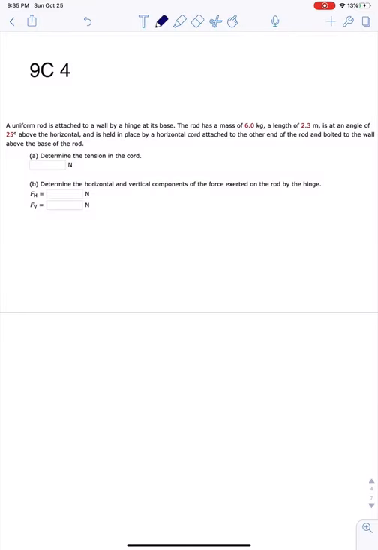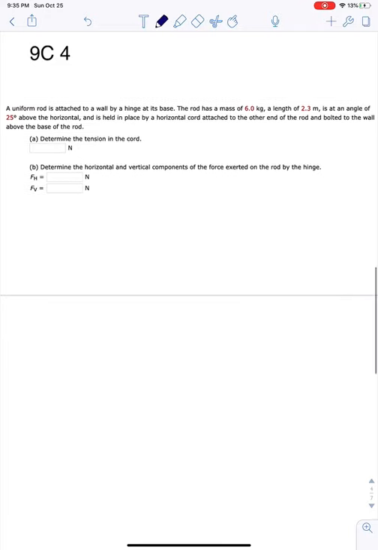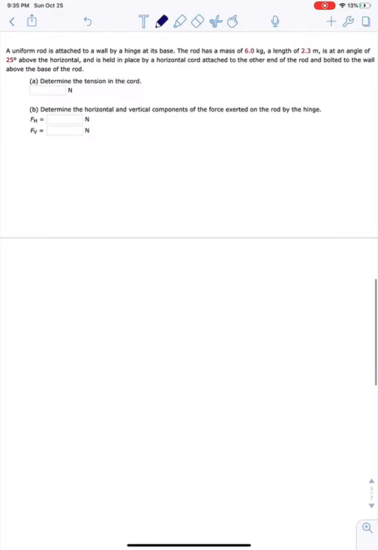All right, here's the next question I was asked about. It's 9C number 4. So here I'm going to draw a picture of this problem. Again, remember you might have different numbers in your problem than I do, but I'm going to do it with these example numbers. Okay, so we've got a rod that's attached to a wall by a hinge at its base.